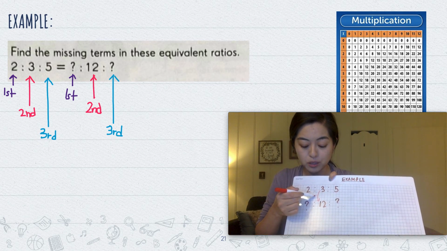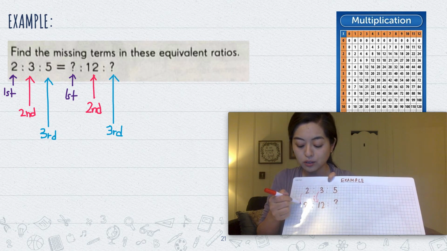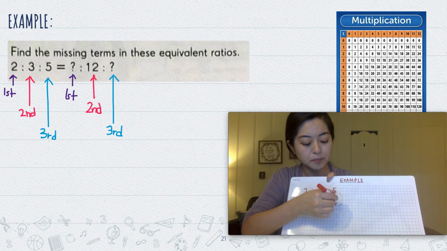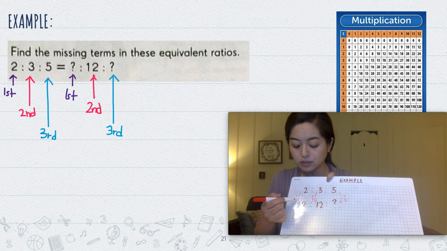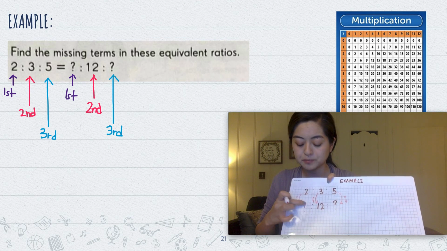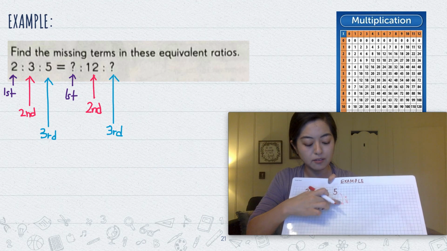3 times what gives you 12? It's 4. So whatever I do here, I have to do to the other terms as well. So I have to multiply that by 4. I have to multiply this by 4. 2 times 4 is 8. Okay. And what is 5 times 4?